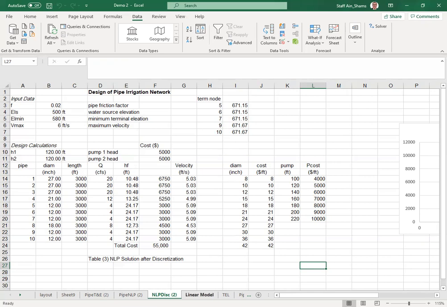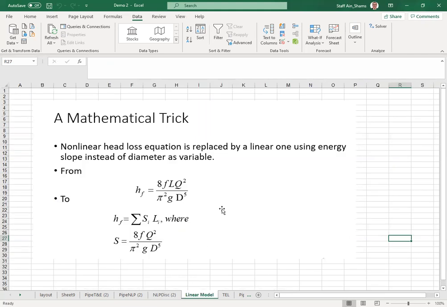For some larger problems, and for very good reason, because the obtained nonlinear solution is not guaranteed to be a global minimum, we used a linear model. This linear model transforms the original formulation from a nonlinear problem to a linear problem by expressing the head loss equation in terms of candidate pipe lengths, where the S here, the slope of the friction line, is expressed as 8Fq squared over pi squared multiplied by GD to the power 5. And this substitution will replace the nonlinear diameters with linear lengths of pipes.